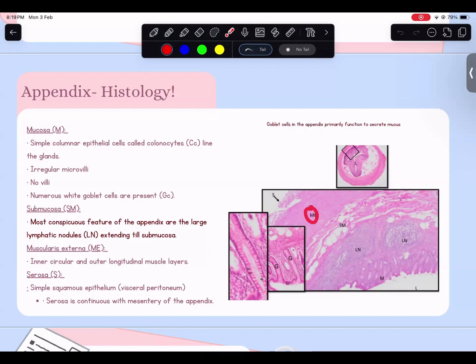There's going to be muscularis externa with inner circular and outer longitudinal layers, submucosa, and mucosa. Between the submucosa and the mucosa, you're going to see lymphatic nodules. Another very important point is that it has goblet cells, which are for mucus. If something zooms in like this, it's goblet cells. Goblet cells are present in the mucosa, not in the submucosa.